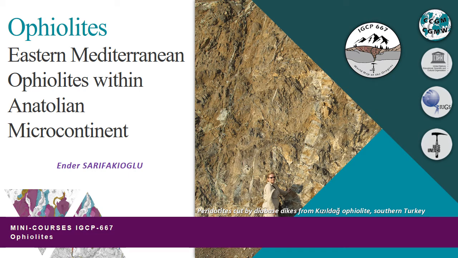This mini-course has been prepared within the scope of the IGCP 667 World Map of the Origins project. I will talk about ophiolites in particular, with examples of the Eastern Mediterranean ophiolites in the Anatolian microcontinent, Turkey.